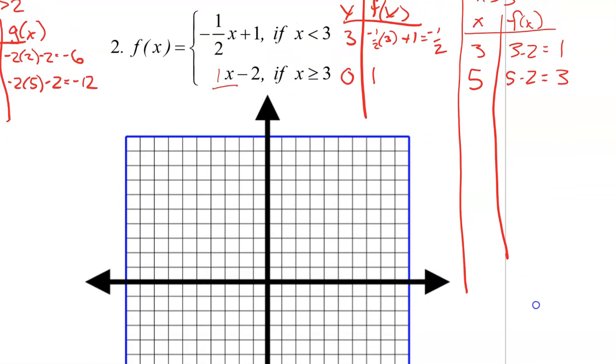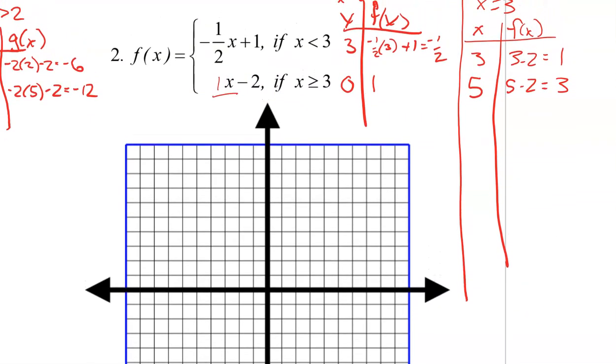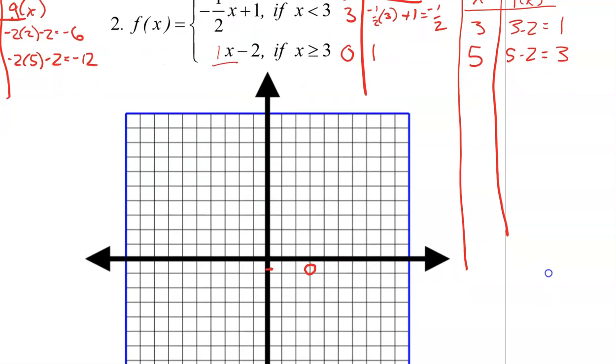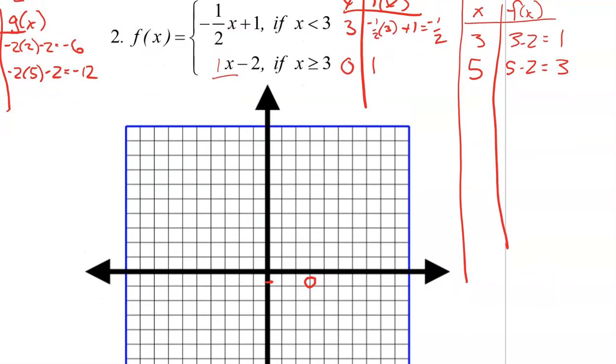So let's take a look at graphing this. So first off, for x strictly less than 3, that will be an open circle at x equals 3 and y equals negative 1/2. So 1, 2, 3 for x. I'm using a 1-to-1 scale, and negative 1/2 for y. When x equals 0, y equals 1.